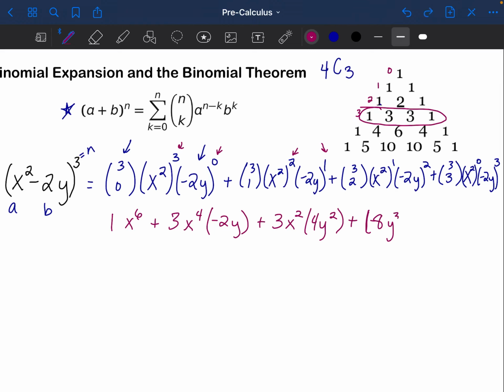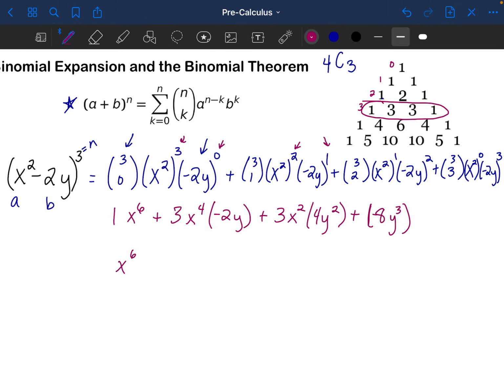That's ugly. Here we go. Simplify one more time. X to the sixth plus 3 times negative 2, actually minus 6 x to the fourth y. 3 times 4, we got 12 x squared y squared minus 8y cubed. Look at that beautiful polynomial.